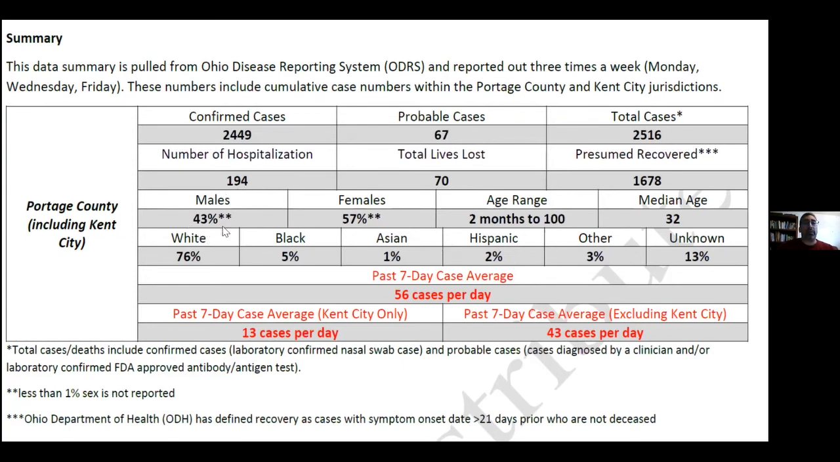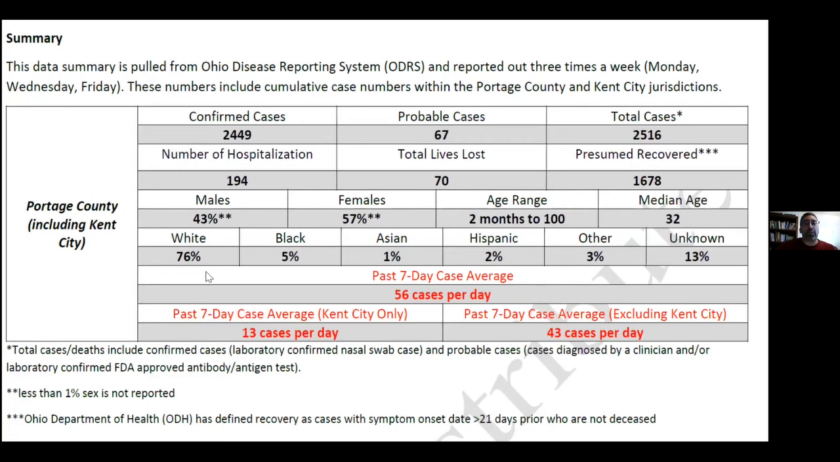Here are some interesting statistics regarding males versus females. Males only make up 43%, females 57%. Age range is 2 months to 100 years. The median age is 32, which is really interesting because when we first started keeping data back in March, April, the median age was in the 60s. So that means we've had a huge number of young residents who have gotten COVID-19, and that's brought the median age down to 32. It's actually starting to increase a little bit now.